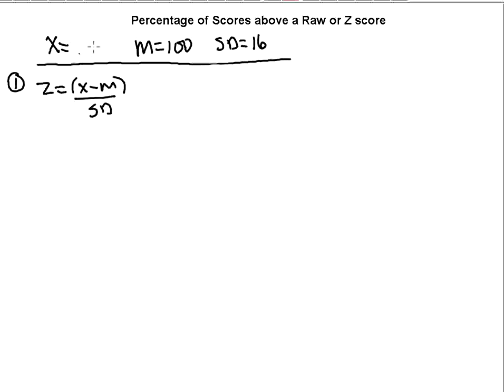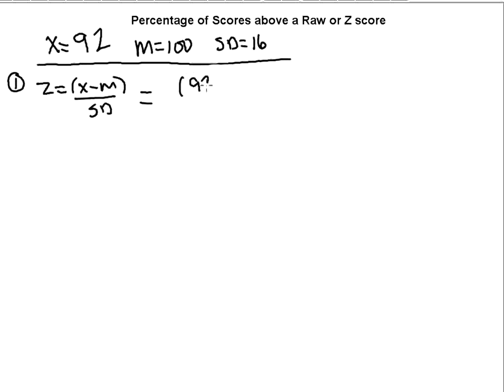Let's say instead of getting a raw score of 110, we got a 92 on our IQ test. So let's go to step number 1 real quick. We're going to convert our raw score of 92 to a z-score the same way we did last time.